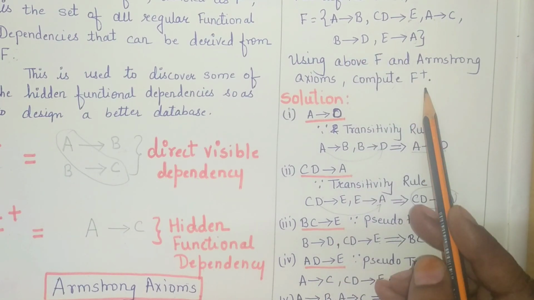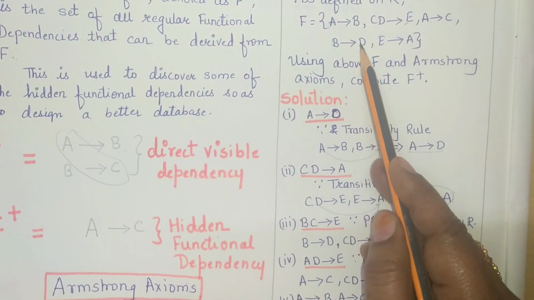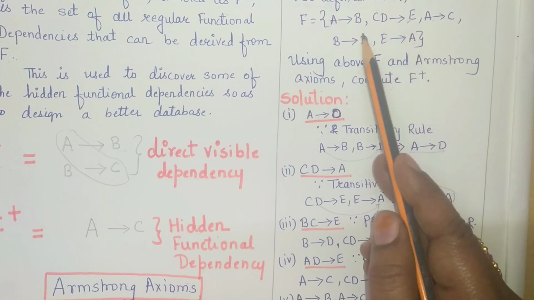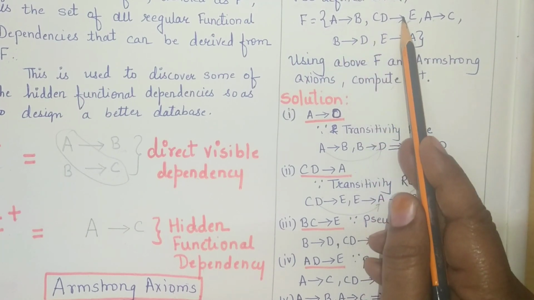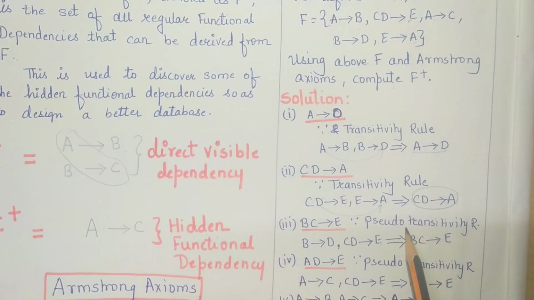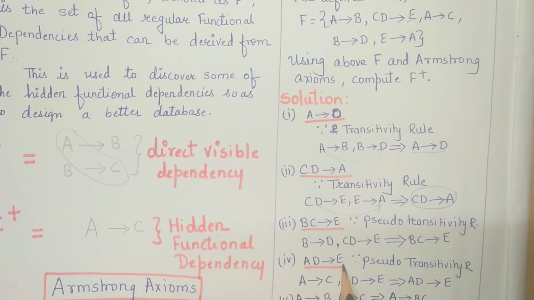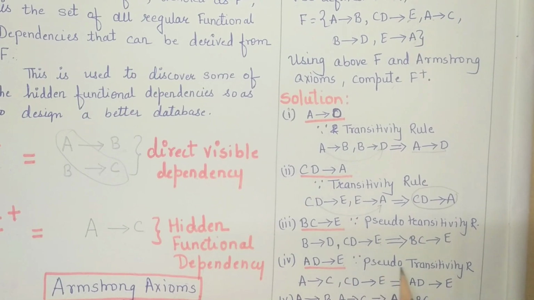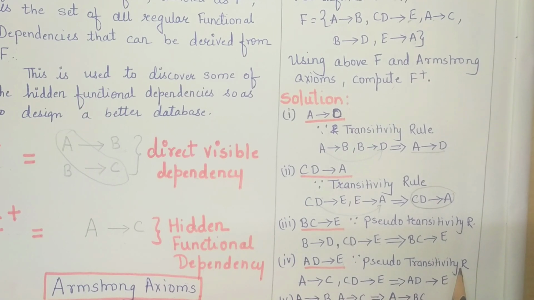You can see here B determines D, CD determines E, therefore BC determines E, with the help of the pseudo-transitivity rule. Again, you can see here AD determines E is the hidden functional dependency which we have found with the help of the pseudo-transitivity rule. Let's see how.